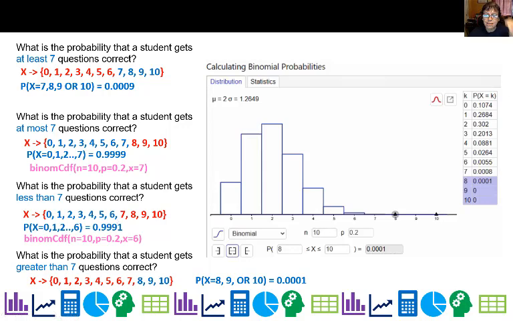What about these right-sided ones, this 8, 9, 10, and this 7, 8, 9, 10? Well, that's just the complement. This one right here is the complement of that one. So I could just say 1 minus binom CDF of those 6 there. I don't want those 6. All right, so you take that away. And the same thing here. For this one, I want to take binom CDF of x is 7. And that's it.